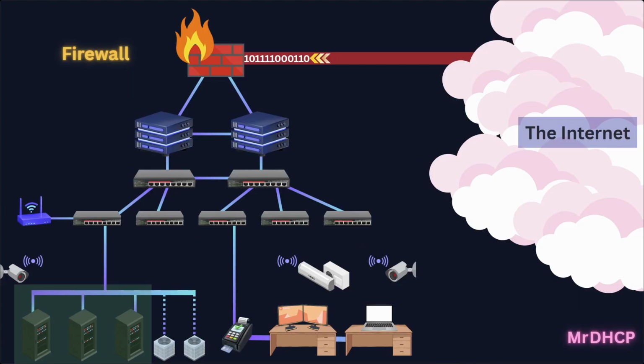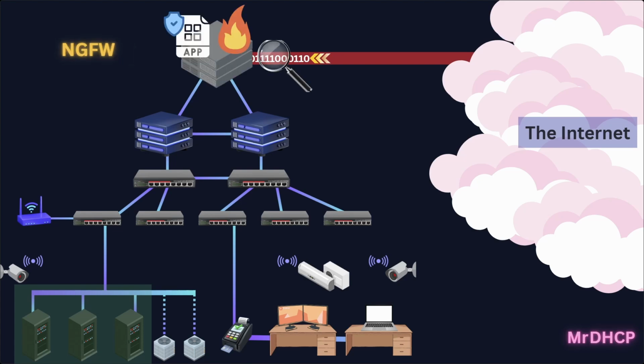Firewalls traditionally act as a network's first line of defense, filtering traffic based on basic rules like IP addresses and ports. However, modern threats require deeper inspection. This led to next-generation firewalls, or NGFWs, which expand on traditional capabilities by adding deeper packet inspection, application awareness, and often integrating other security features like intrusion prevention.